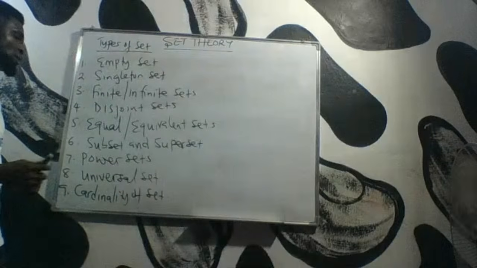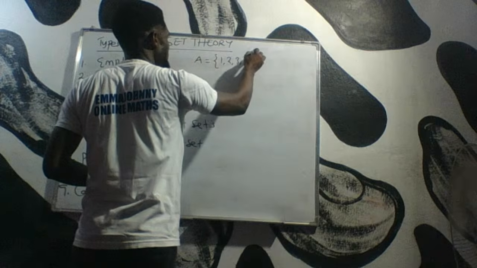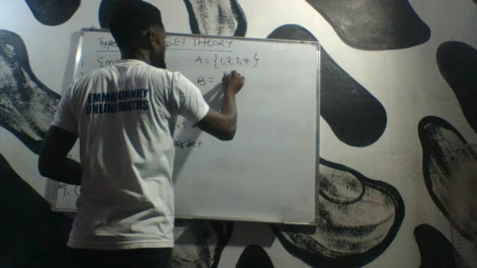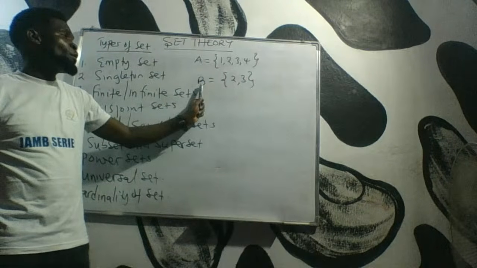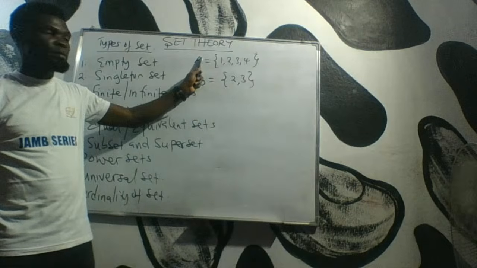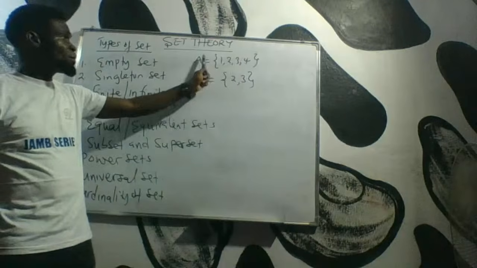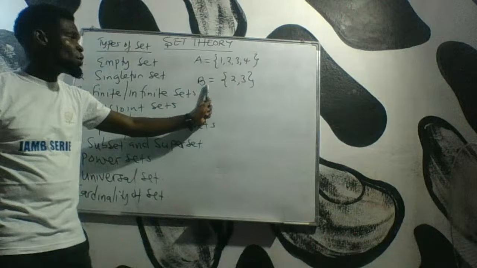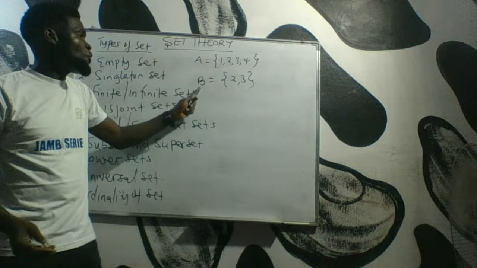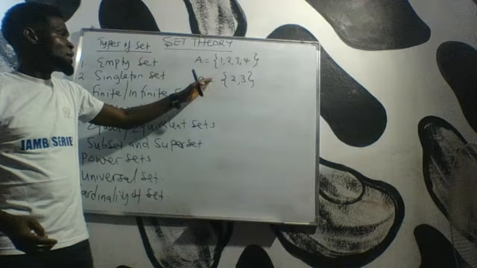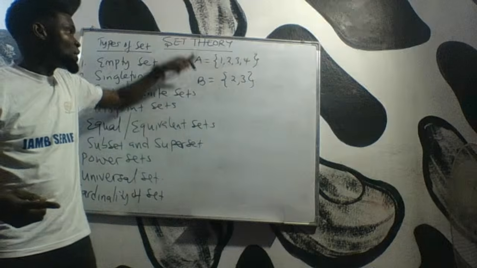Subset and superset. So let's say I have a set A equal to 1, 2, 3, 4. And I have set B to be 2 and 3. Now you will agree with me that the elements of set B are gotten from set A. I have 1, 2, 3, 4. I'll just pick 2 and 3 to form another set B. So the elements of set B are gotten from set A, which means that set A gave set B. So since set B came from set A, we now say that B is a subset of set A.